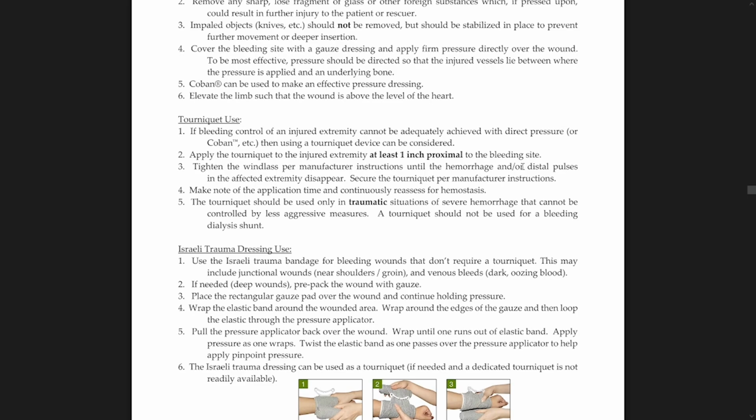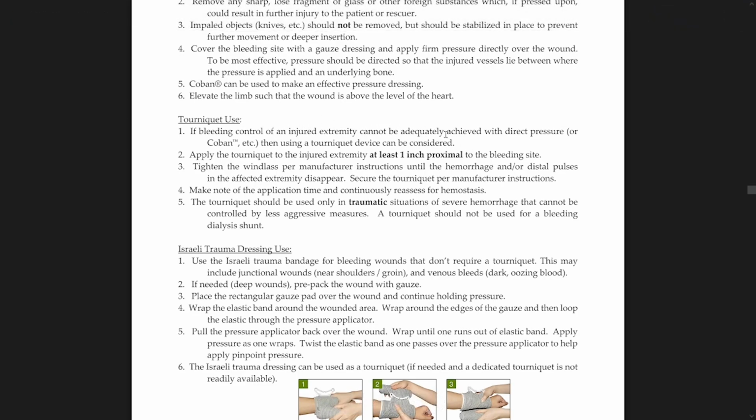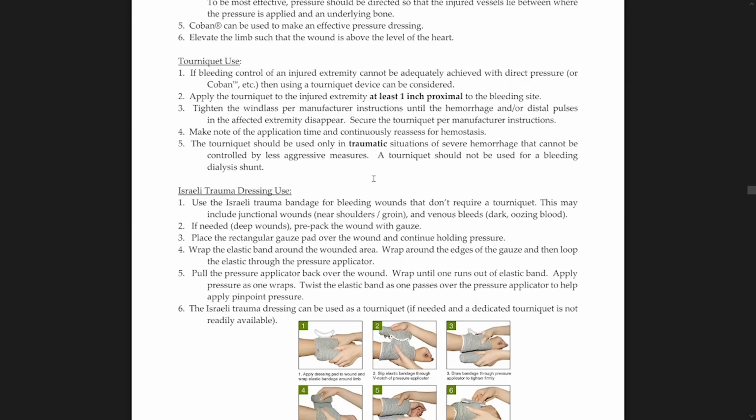For tourniquet use, if bleeding control of an injured extremity cannot be adequately achieved with direct pressure or Coban, then using a tourniquet device can be considered. Apply the tourniquet to the injured extremity at least 1 inch proximal to the bleeding site. Tighten the windlass per manufacturer instructions until the hemorrhage and/or the distal pulses in the affected extremity disappear. Secure the tourniquet per manufacturer instructions. Make note of the application time and continuously reassess for hemostasis.